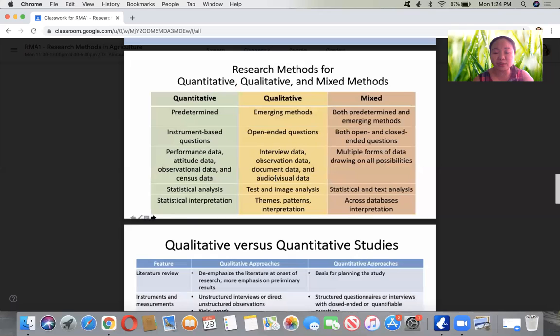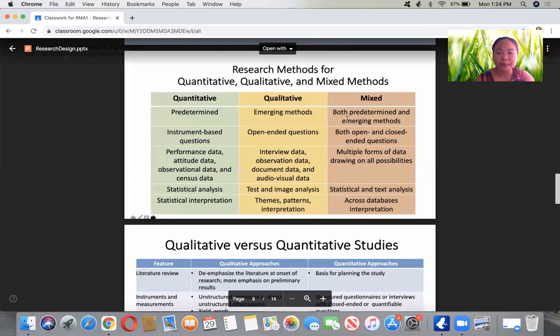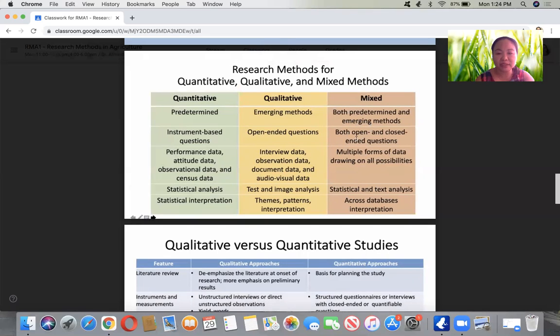An open-ended question is one that is not only answerable by yes or no. And during your interview, you focus on what details you can get from the interviewee. So text and image analysis, themes, patterns, and interpretation. For the mixed type, both predetermined and emerging methods, both open and closed-ended questions, and multiple forms of data, drawing on all possibilities. And it also uses statistical and text analysis. Across databases interpretation siya.